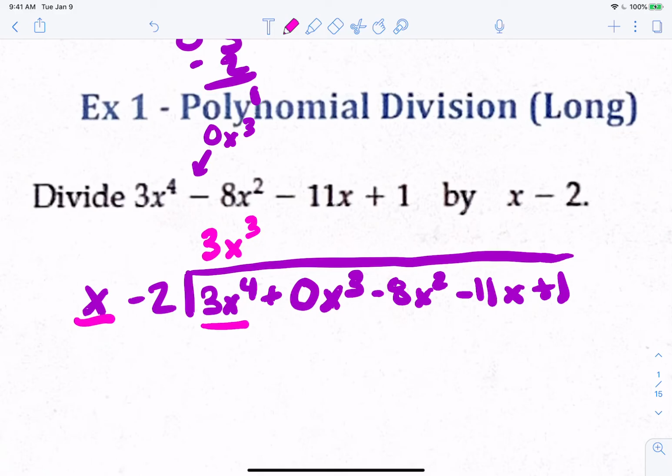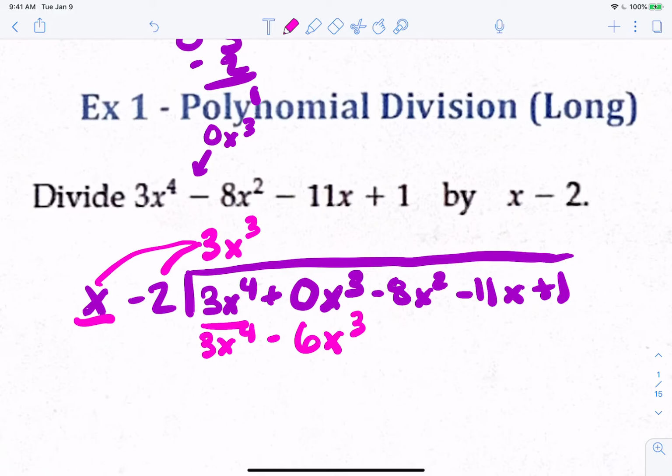So now the next thing that we do is multiply it back through. So 3x to the third power times x is 3x to the fourth power, like it should be, right? But now I care about the 2. Now I multiply him by negative 2 as well. So 3x to the third power times negative 2 is negative 6x to the third power. Yeah? Okay?